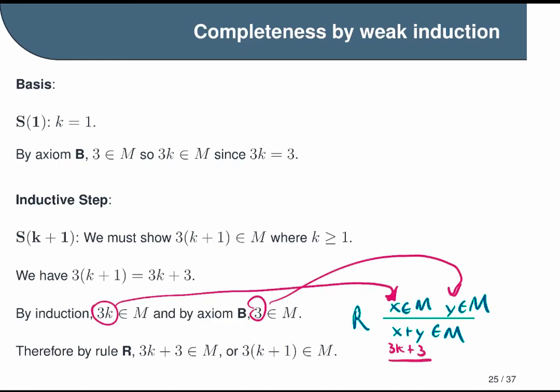And so then in our final step, we simply factor out the 3, and we end up with 3 times k plus 1 is in the set M. And this matches the form we set out to show, so we have completed the inductive step and completed our proof of completeness by weak induction.